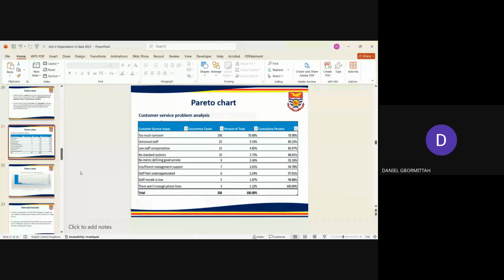Drawing the bar graph is not a problem, because for the bar graph you make use of the categories with their corresponding frequencies. Drawing the bar graph is not going to be a problem for you. But when it comes to the line graph, you have to find the percentages of the various frequencies you have, and then after that you find the cumulative percentages.